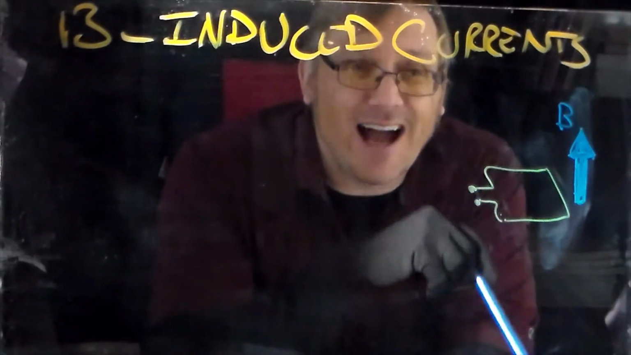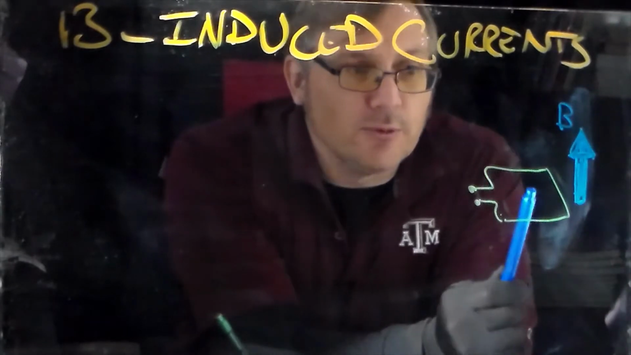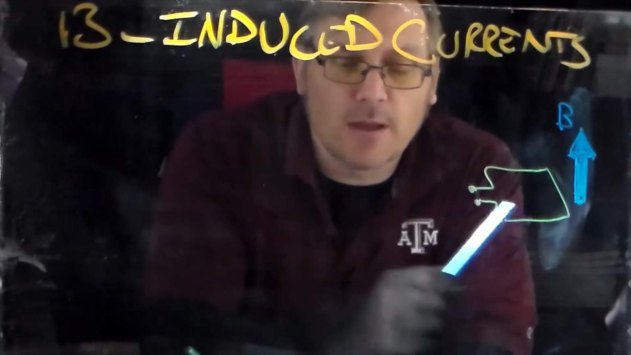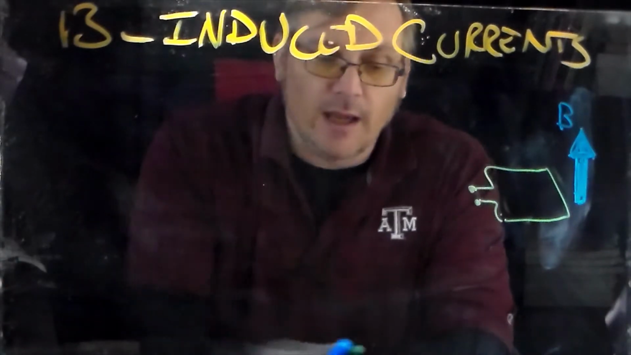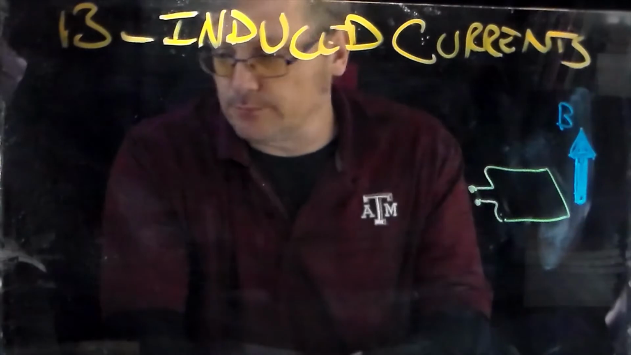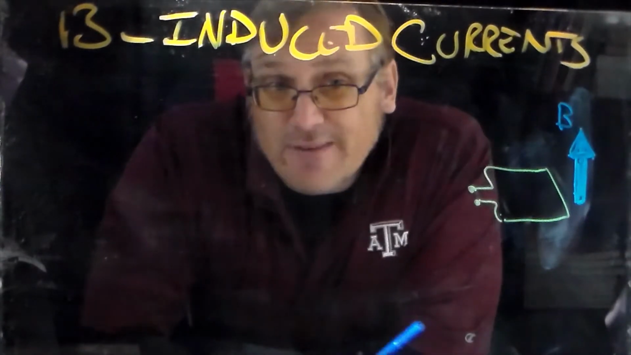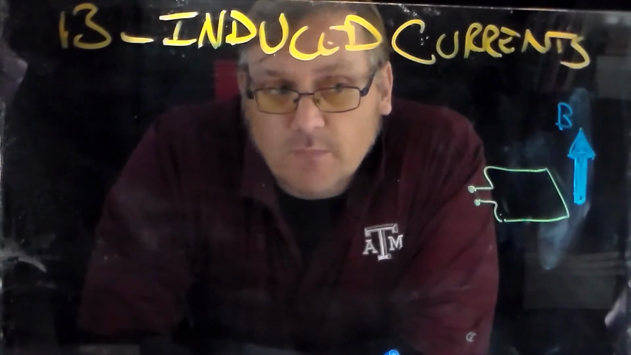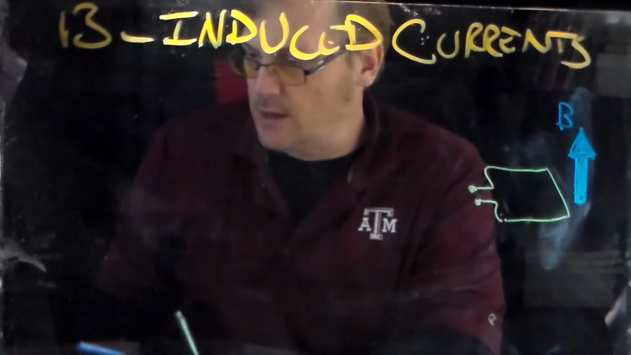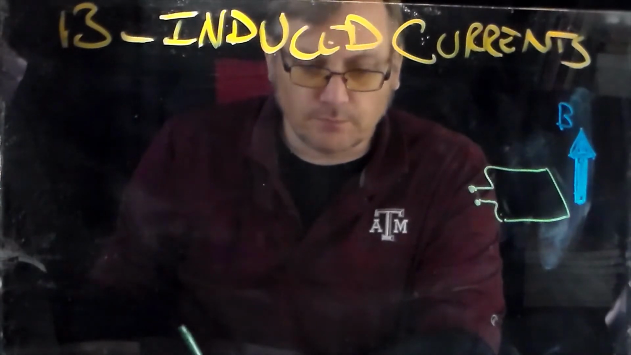Now we want to look at the opposite effect. If we can use a current to produce a magnetic field, how do we use a magnetic field to produce a current? That is going to require a changing magnetic field. So we're not really ready for that. What we're going to talk about first is the flux through this thing. So what is a flux?